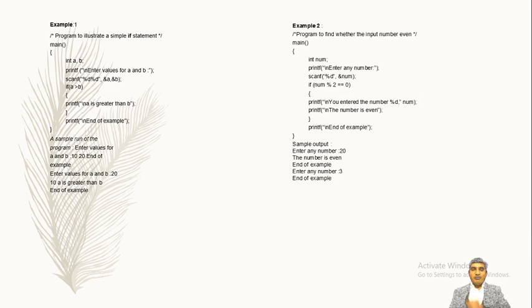Okay, sample output. First, enter any number. If we consider 20, the number is even. This message will display on a screen. Okay, and end of example. But if we enter the number 3, the message "the number is even" is not displayed on a screen. It directly displays end of example.